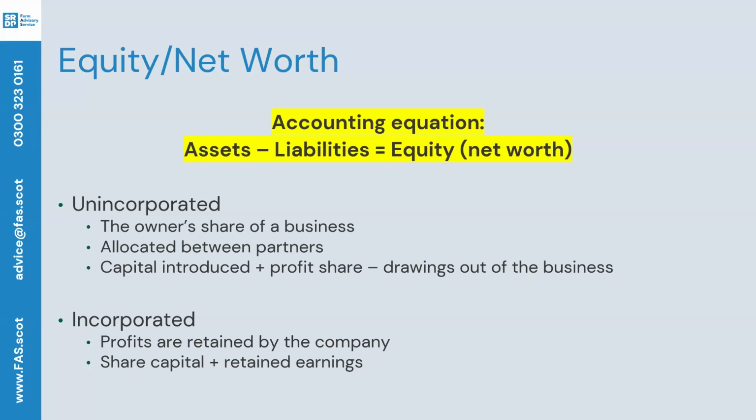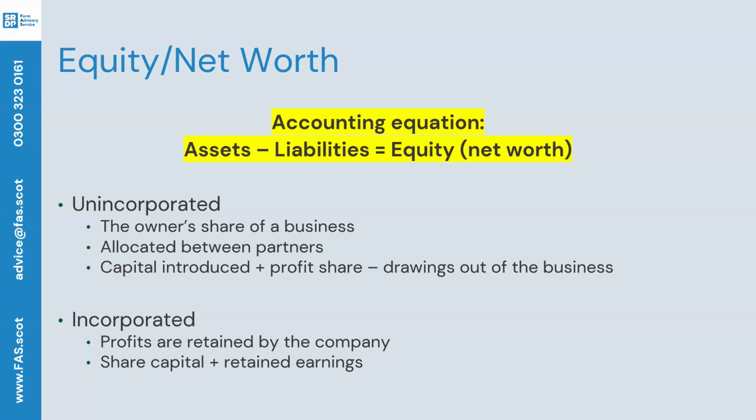Slightly different for an incorporated business, a limited company. In this case, a limited company is a separate legal entity. Even if you own the business, the profits of the business are not yours. The assets of the business are not your assets. So in this case, the accounting equation still applies. Assets minus liabilities equals net worth. But that net worth, that equity, belongs to the limited company.